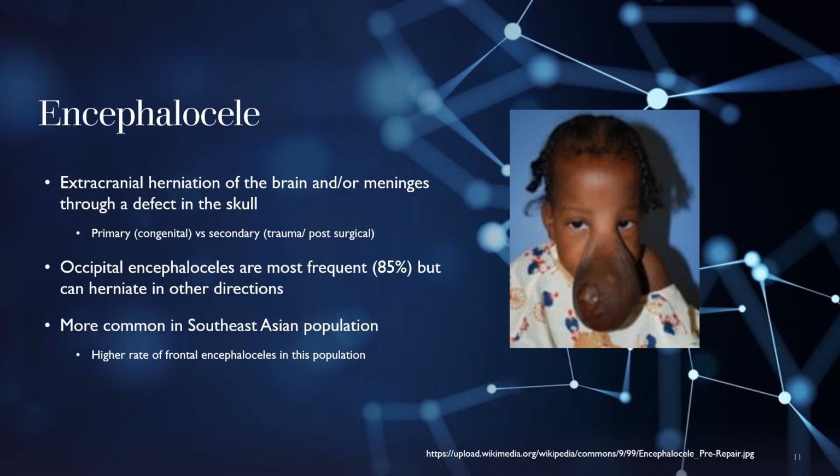Occipital encephaloceles are more frequent at about 85%, but they can herniate in other directions. And this picture shows a frontal encephalocele. The Southeast Asian population is the most common population where this occurs, and they specifically have higher rates of frontal encephaloceles.